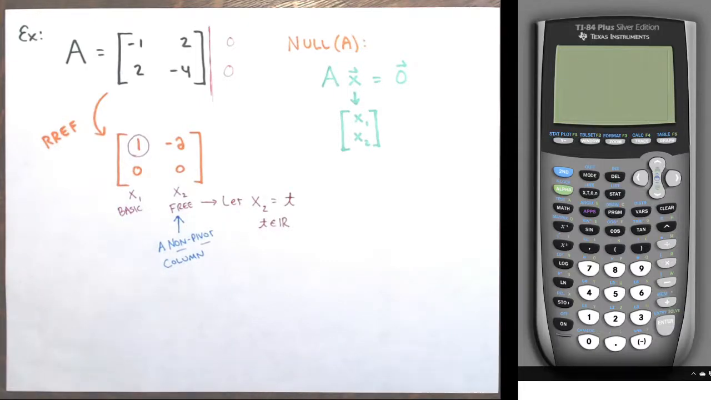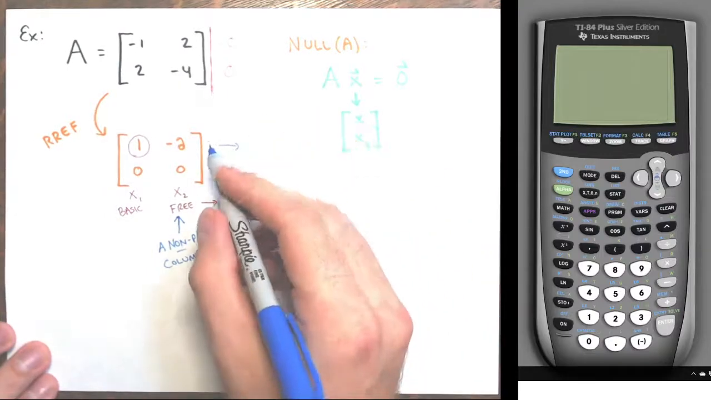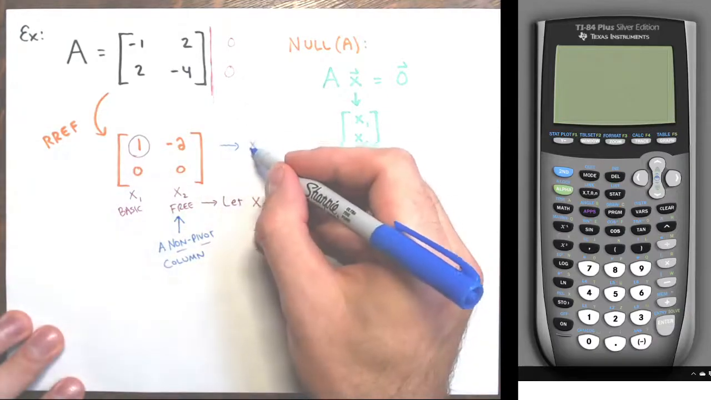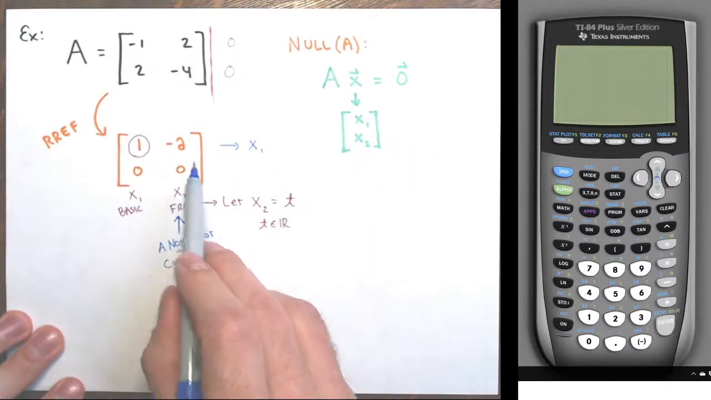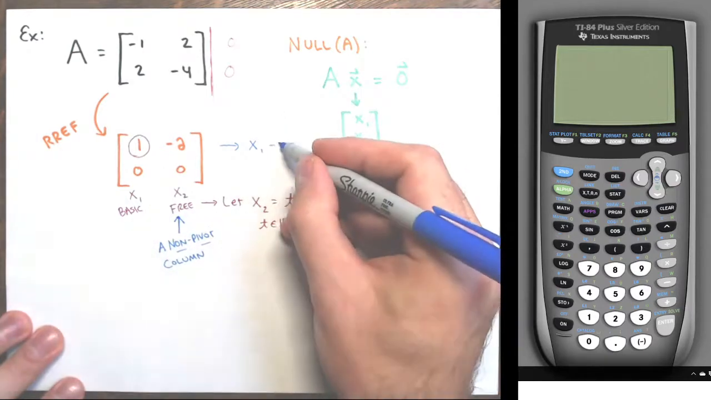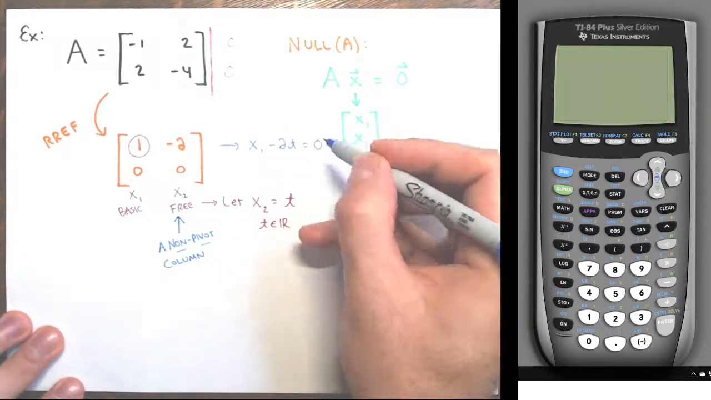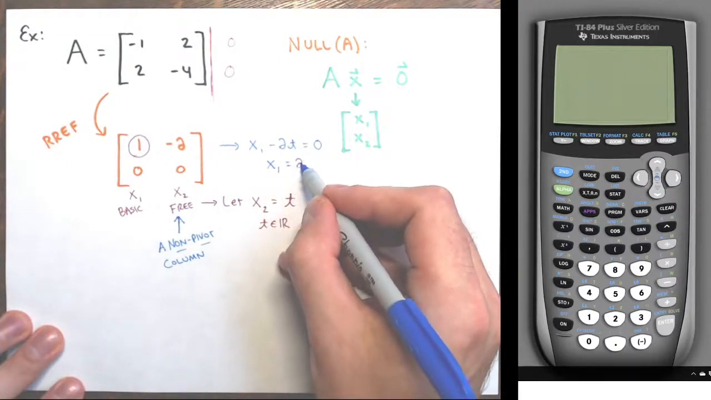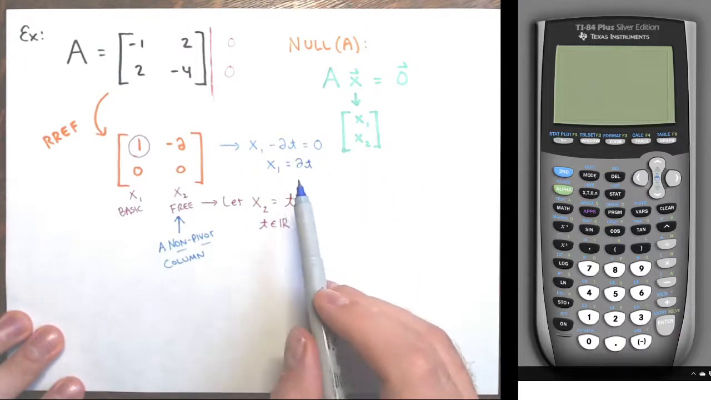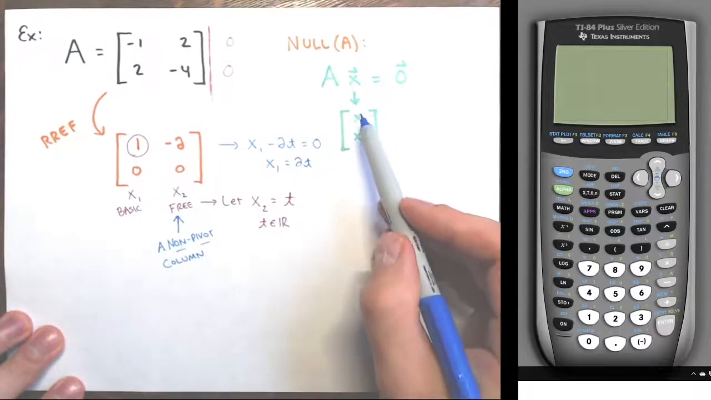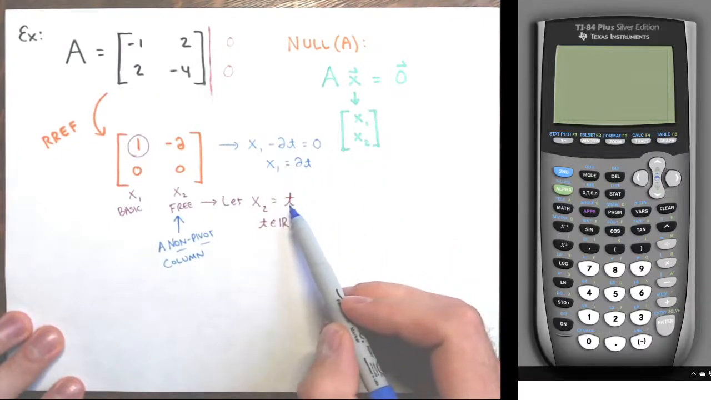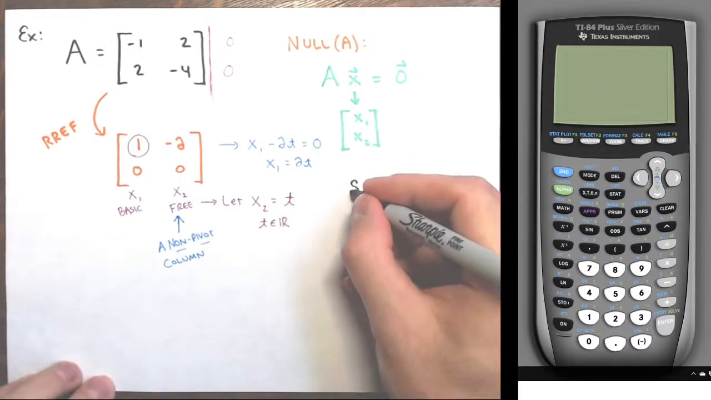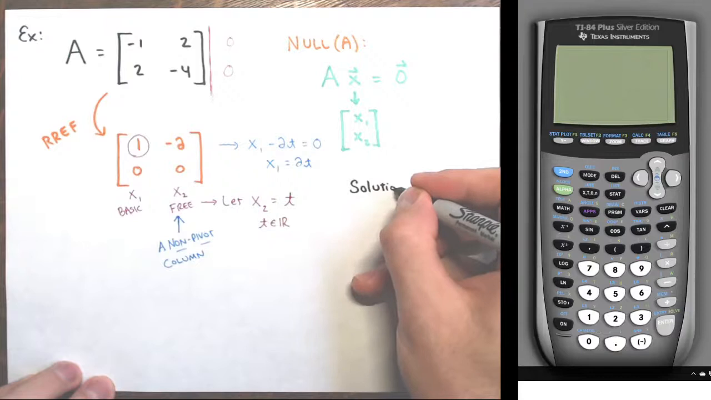And then from the first row, again imagining the equals 0 here, we're seeing that 1x1 minus 2x2, but I'm replacing x2 with t, so x1 minus 2t must be equal to 0. I solve for x1, and we get x1 equal to 2t. Now I have each of the unknowns in this equation, x1 and x2, in terms of the free variable t. So now I can describe all the solutions. I can't list them all, there are infinitely many, but I can describe them.